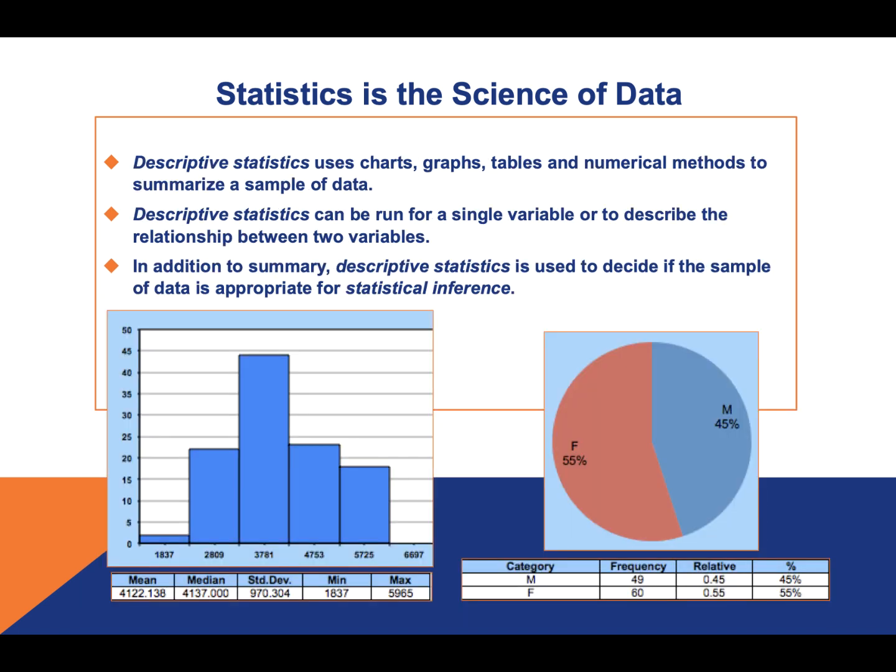We're going to begin our analysis with descriptive statistics. Descriptive statistics uses charts, graphs, tables, and numerical methods to summarize a sample of data that we possess. Descriptive statistics can be run for a single variable, and we call that examining a distribution, or examining the relationship between two variables. In addition to summary, descriptive statistics is foundational to examining the data and helping us determine if it's appropriate for using statistical inference methods.